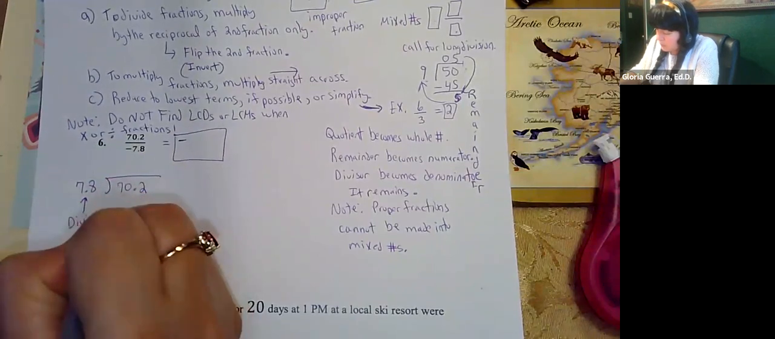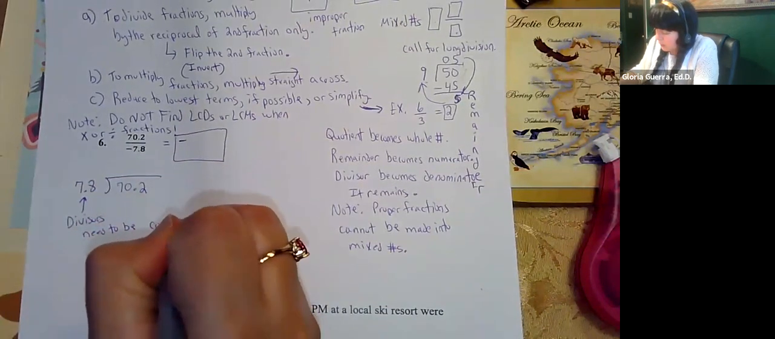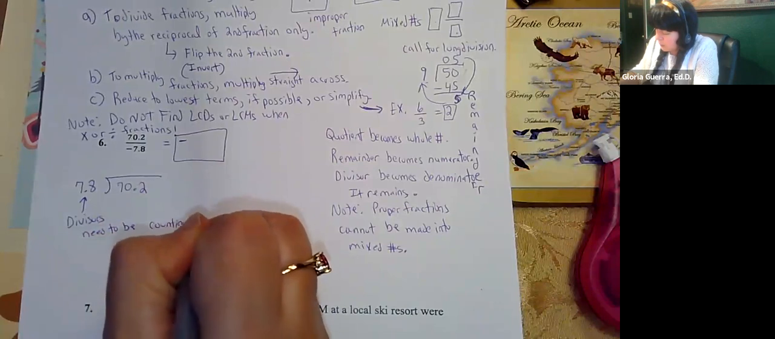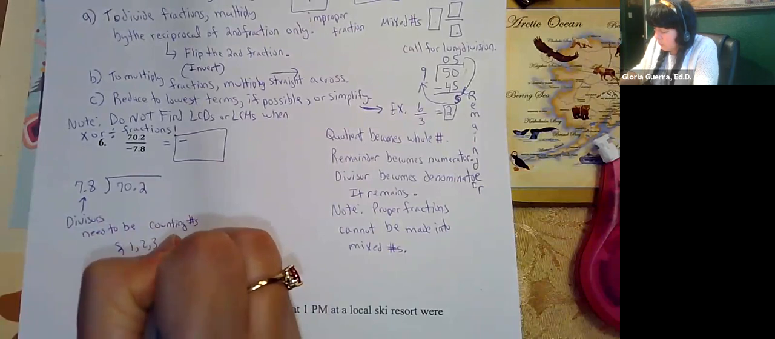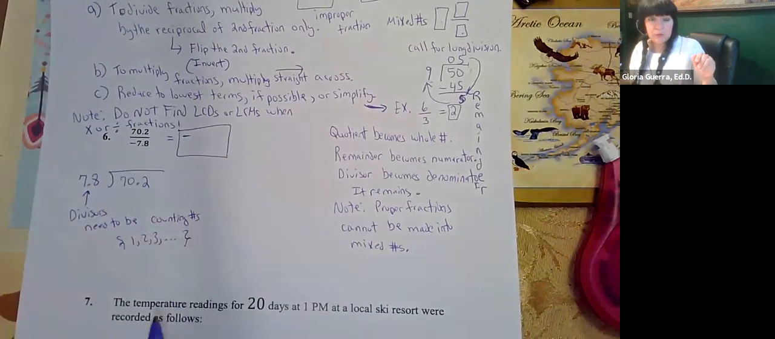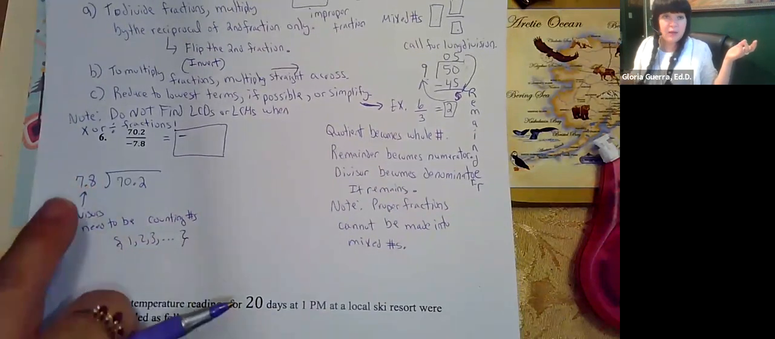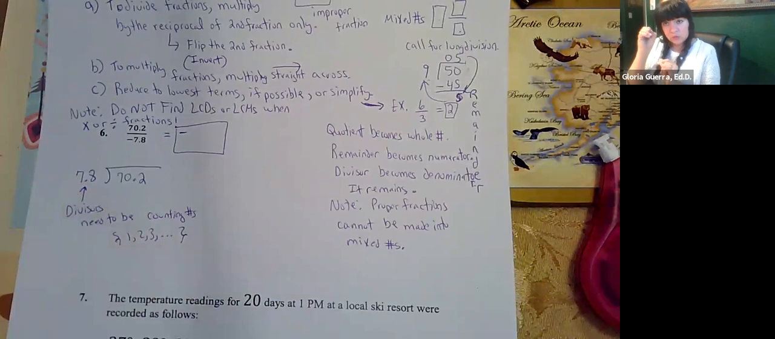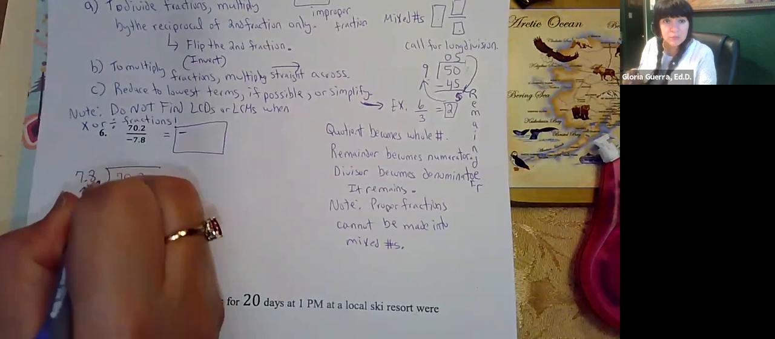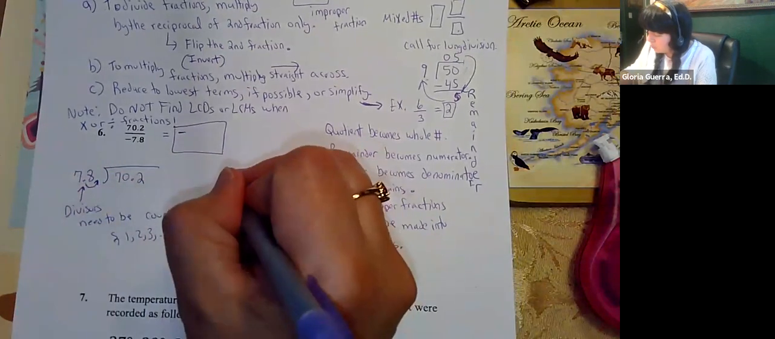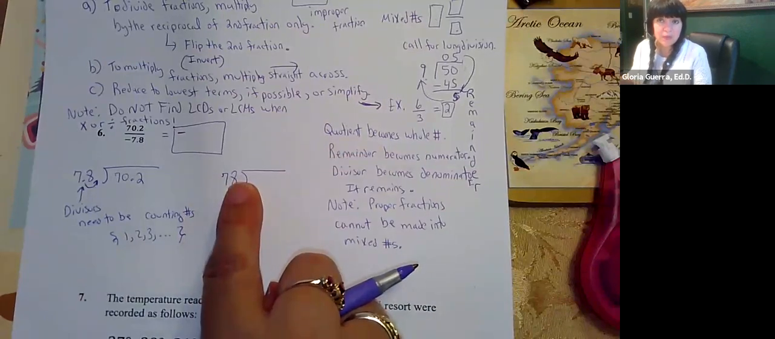Divisors need to be counting numbers. And counting numbers are like 1, 2, 3, and so on and so on. See, and that's a decimal. You cannot have 0 there. Remember, if it's 0, it's undefined. And you cannot have decimals. So what we do is we scoot the decimal over. See here, I scoot the decimal over just 1 decimal move. And now that grows to 78. That's a counting number. It's a big counting number, and that's fine.